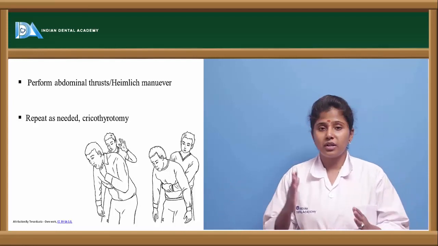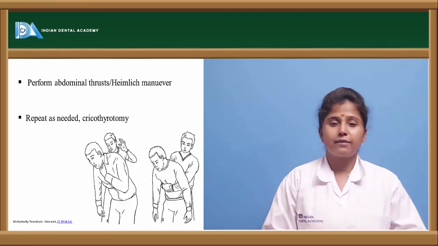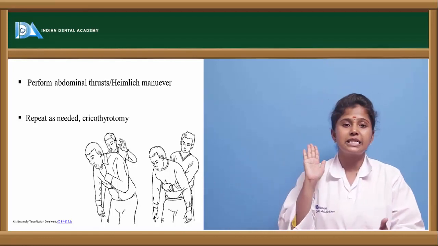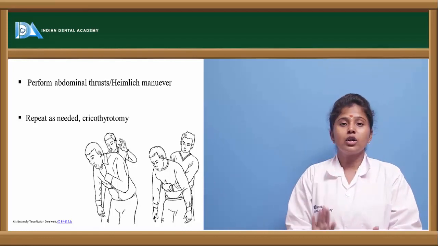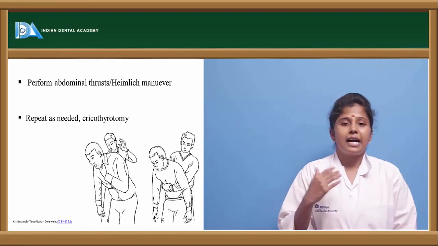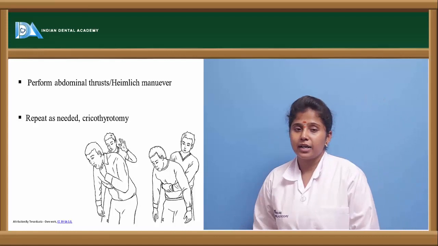Perform the abdominal thrust. Here what we have to do, we need to catch the position in the picture which is shown, and we need to just tap him on his back in order to make his breathing proper, and repeat as needed, and thereby the person has to be taken to medical care.